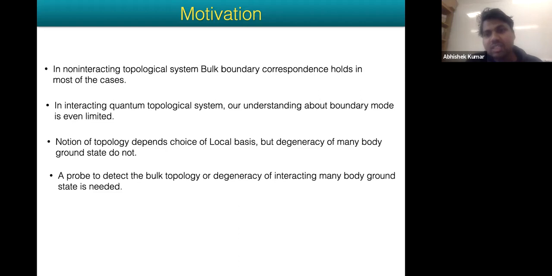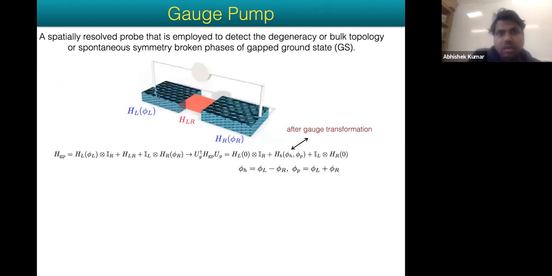But the degeneracy of the many-body ground state does not depend on the choice of local basis. So we would like to have a probe that could either detect the bulk topology or detect the ground state degeneracy. For that purpose, we are proposing a probe that can fulfill this criterion. I'll first give a general setup of the gauge pump and Floquet gauge pump, and then I will demonstrate that using a concrete model.